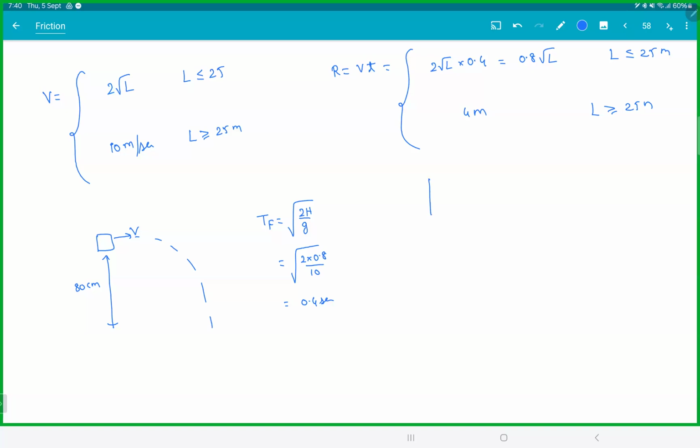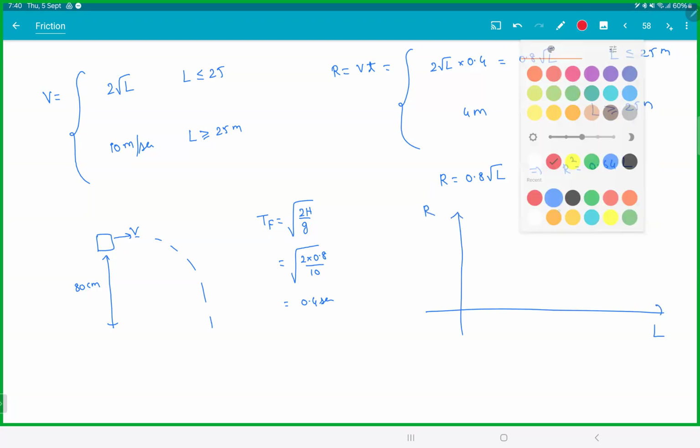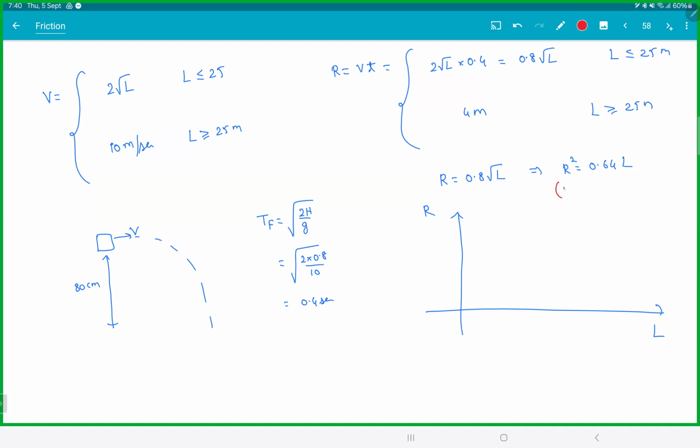So if you try to plot the graph, the first part range is R = 0.8 root L. This is a parabola. R square is equal to 0.64 L. So this is looking like x square is equal to 2ay. It's a horizontal parabola. Till when? Till 25 meters. Once you exceed 25 meters, it becomes a line.